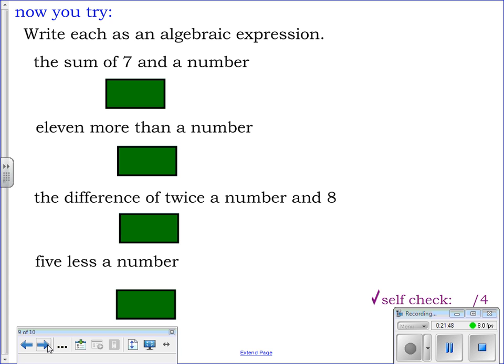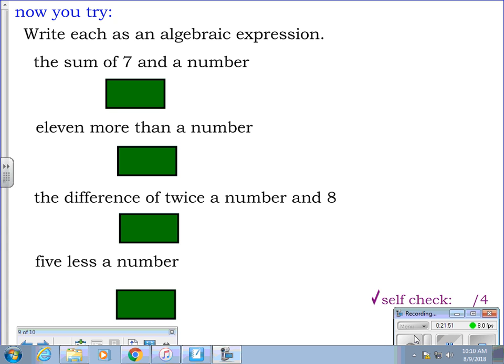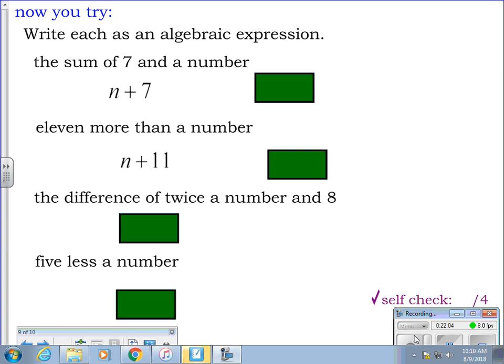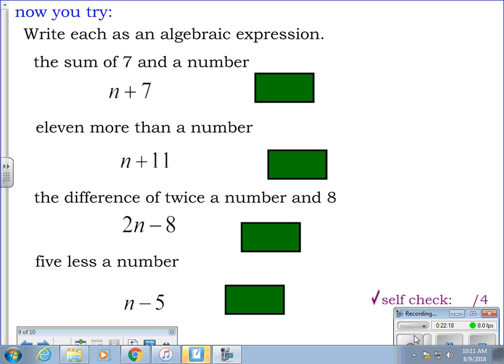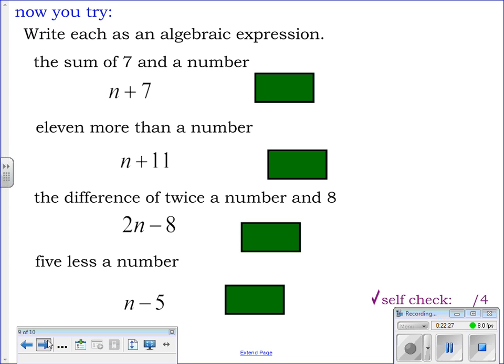Okay, your turn. Do those. Okay, so the sum of 7 and the number, I'm adding 7 and the number. n plus 7. 11 more than the number, so I'm taking a number and I'm adding 11 to it. The difference of twice a number and 8, so I'm taking the subtraction of twice a number and 8. 2n minus 8. 5 less than a number, n minus 5. Questions? Easy peasy. Start out easy. Makes everybody happy. Yep, that's it.